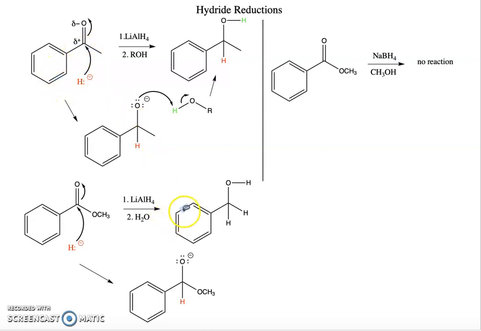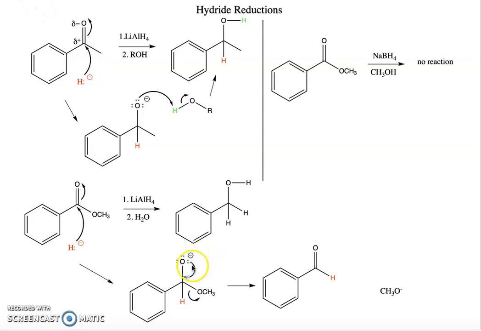Now something interesting happens. In the previous reaction we looked at, the reaction stopped there. We added another H and the reaction was over. In this case, the electrons on the oxygen can come back down and the OCH3 can leave. Now OCH3 is not a great leaving group. It's actually a pretty poor leaving group. But the driving force for this is the formation of the C=O and the subsequent reduction of the aldehyde that's formed. So let's look at what happens.